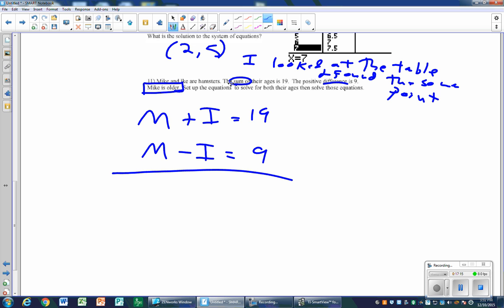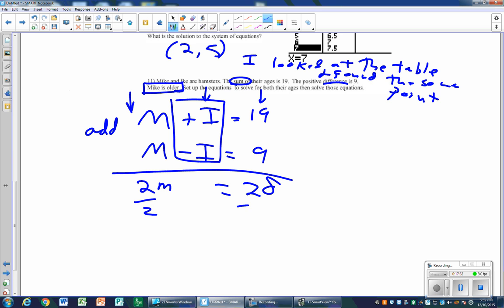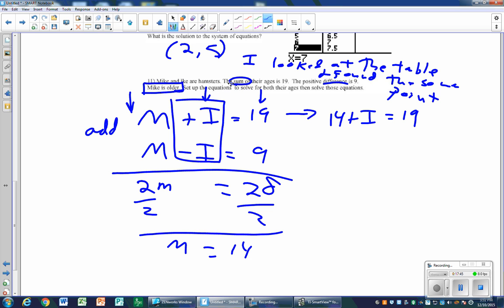I noticed that I already have them lined up, so I can add because the signs are alternating inside the rectangle. 2m equals 28. Mike is 14. Well, if I use that one right there, Mike is 14 plus Ike equals 19. Subtracting 14 from both sides, we know that Ike is 5.